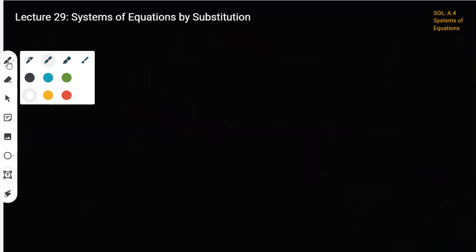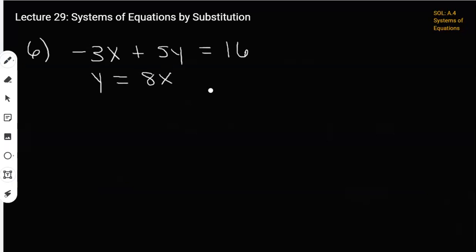Okay. I'm going to help you get started with number 6. So the top equation is -3x plus 5y is equal to 16. Notice that this is in standard form because x and y are on the same side. And then the bottom is y equals 8x plus 18.